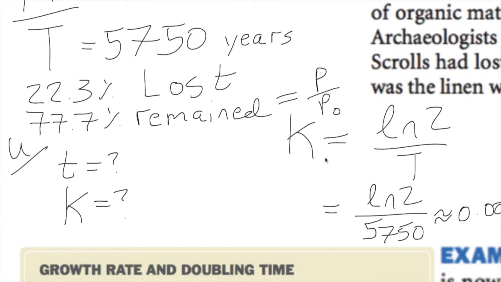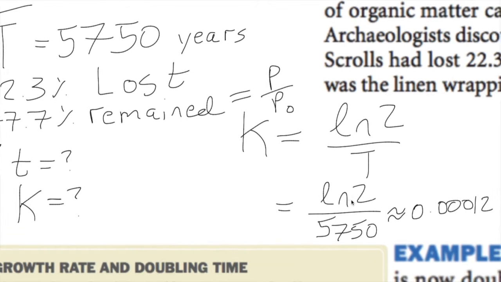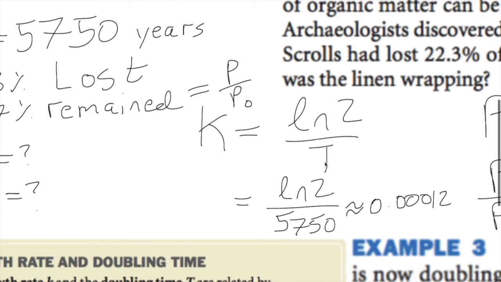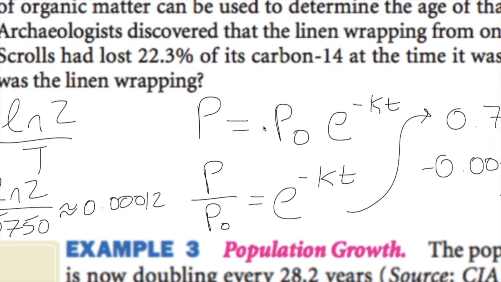Don't you worry. We can take this 5,750 years, and we can plug that in for big T, the doubling time. K is equal to the natural log of 2 for doubling, or half-lifing, over 5,750, and that's going to be the exponential decay rate, about 0.00012. So we've got this formula here, and you can even rearrange it. P over P0 is going to be equal to this.